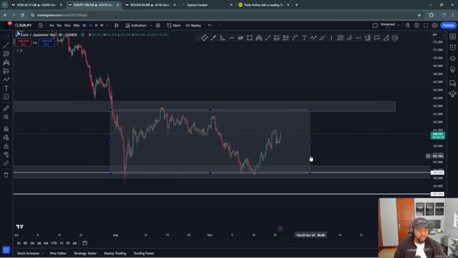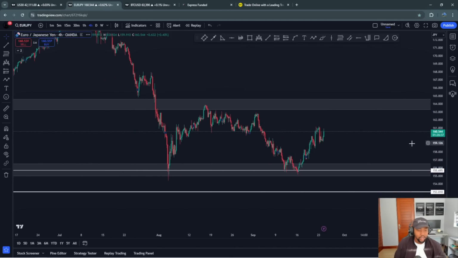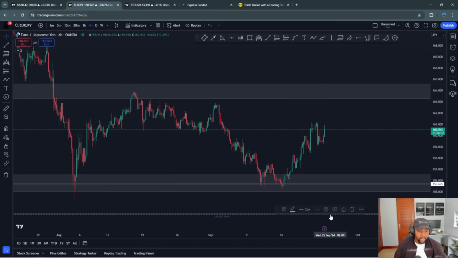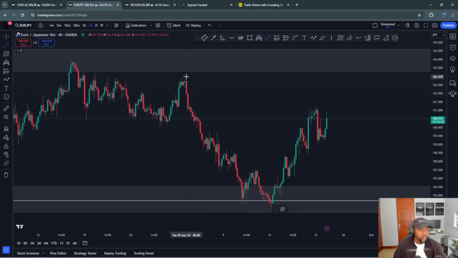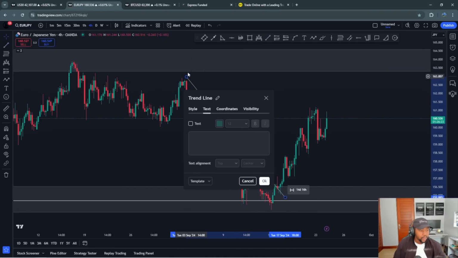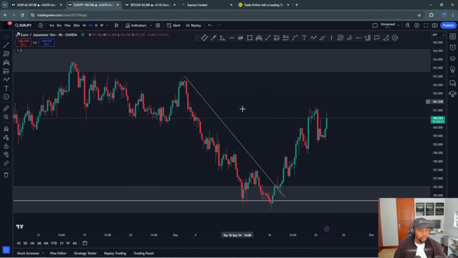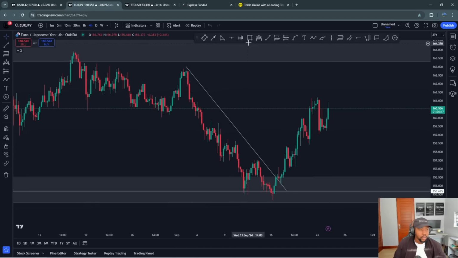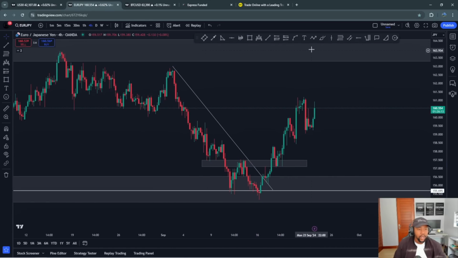Right now, let me remove this as well. We are inside a consolidation. Let me remove this line as well. We do understand that we are coming from a bearish trend. We had a change of trend over here. We are coming from a bearish trend, and we also had a change of trend from this particular area over here, whereby we had a double bottom, which was a change of trend, and we are now in a bullish trend. From a bearish trend, we are now in a bullish trend.